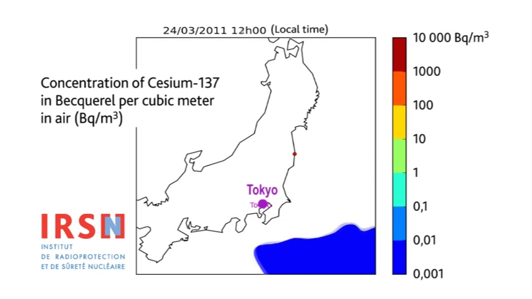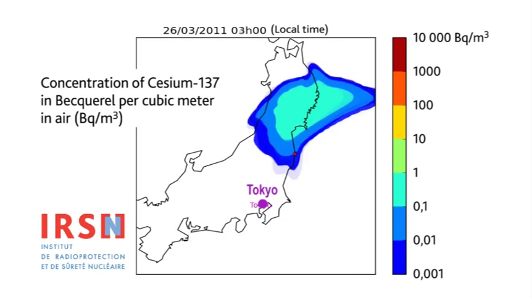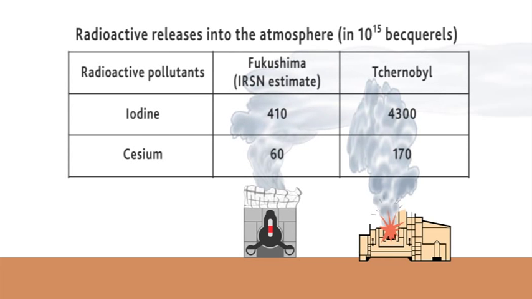The IRSN, the Institute of Radioprotection and Nuclear Safety, estimated the radioactive releases to be 1/10 of the iodine releases from Chernobyl and 1/3 of the cesium releases from Chernobyl. However, these quantities were estimates because they were dispersed over the Pacific Ocean where no measurements were taken.